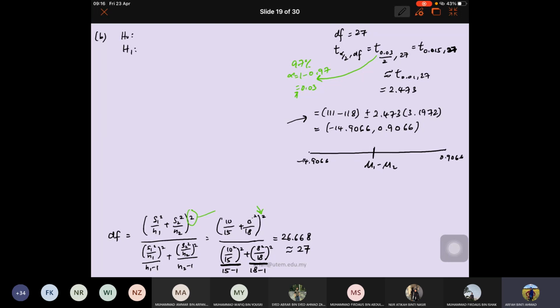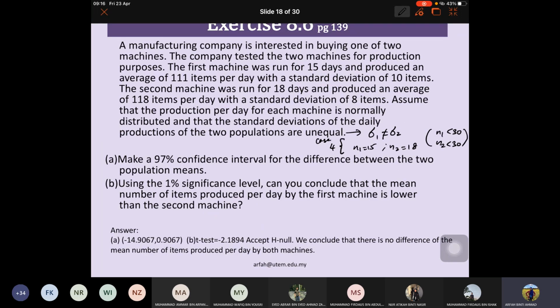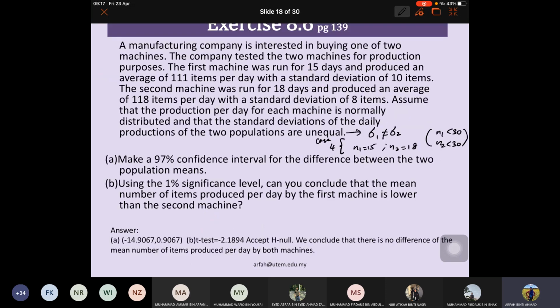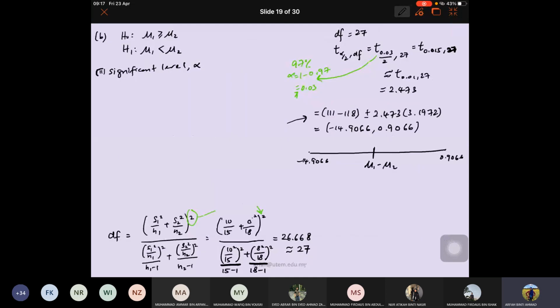H0, H1. So dia kata the first machine is lower than the second machine. So H1 awak akan jadi mu1 less than mu2. Okay, so claim dia kita terus letak dekat H1. So the complement, mu1 is greater than or equal to mu2. So the second one is significant level. Dia kata alpha 1% sama dengan 0.01.